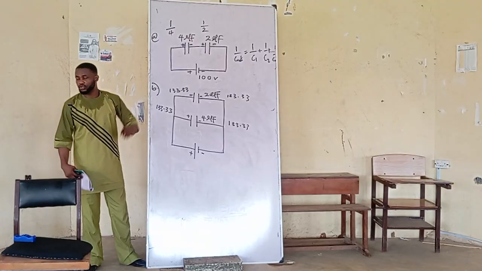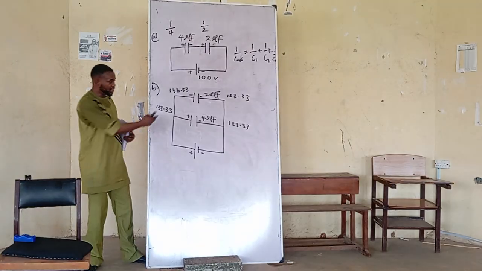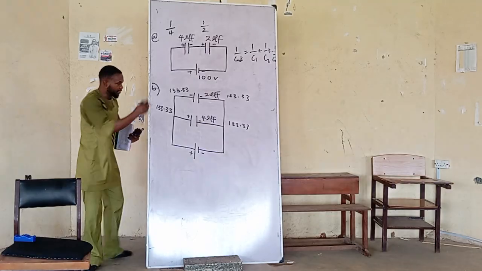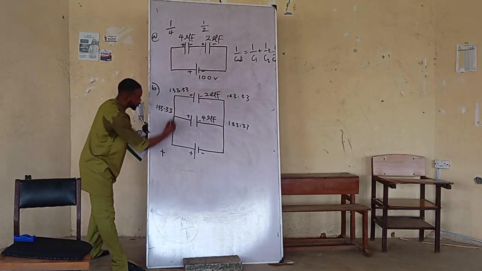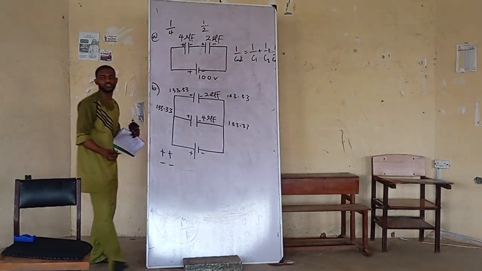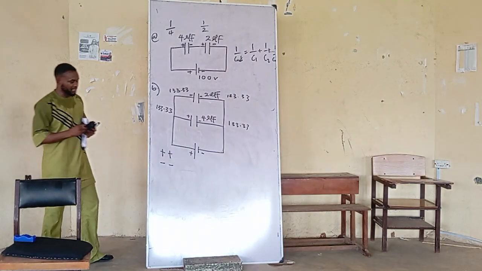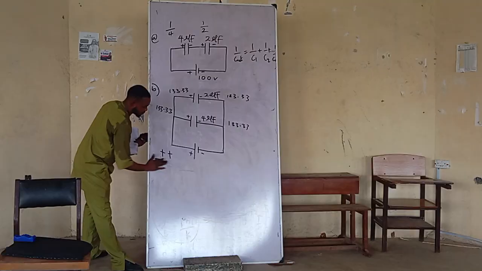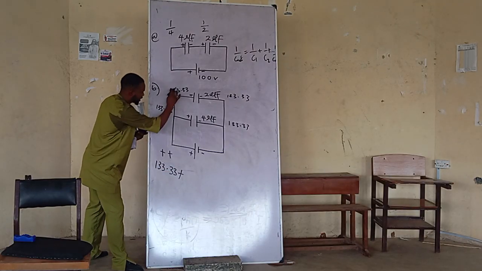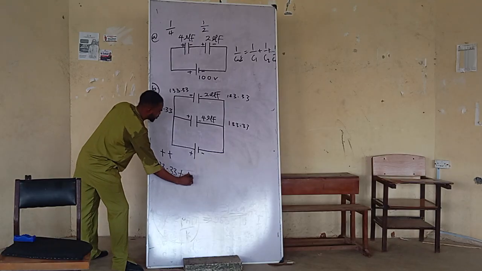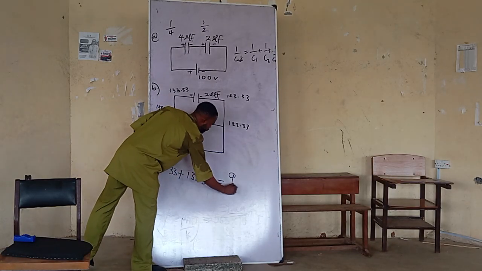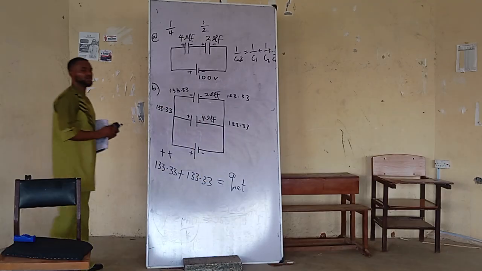So if you are going to calculate the total charge in this circuit, since they said the right-hand terminals are joined, it simply means plus of this and plus of this are joined, and negative of this and negative of this are joined. So the charge on these two is simply going to be 133.33 plus 133.33. So the total charge here, this is the units, this is the total charge.